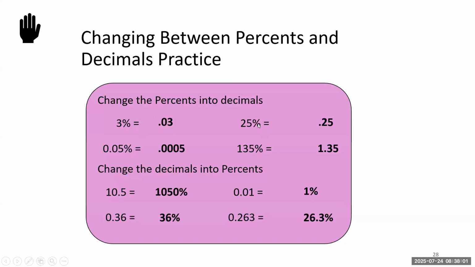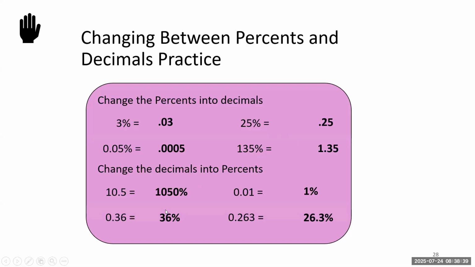If we want to do that for 25%, same deal. We could divide 25 by 100, or we could just scoot that decimal place over 2 places, and that'll give us 0.25. For 0.05%, we've got a lot of zeros, so we're going to take that decimal and move it 2 places, and that gives us 3 zeros before that 5. If we want to do 135%, we just take that little decimal after the 5 and move it to the left 2 places, and that leaves us with 1.35. And we want to make sure we're dropping the percent on those answers.